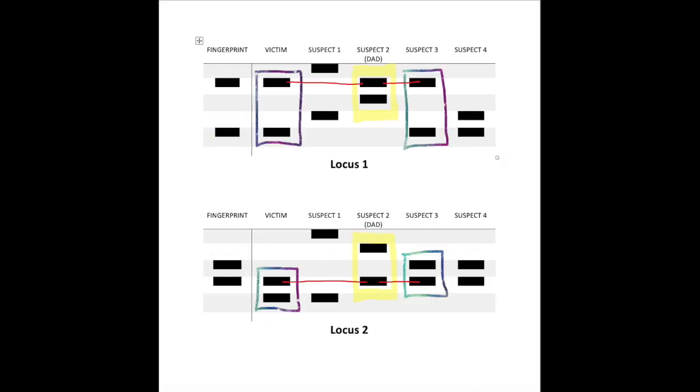A biological parent's DNA will share one band on the locus with their child, as we can see with the victim and his father at each locus. However, we can also see this with John Sr. and suspect 3, sharing one band at each locus, indicating John Sr. is the biological parent of both the victim and suspect 3.